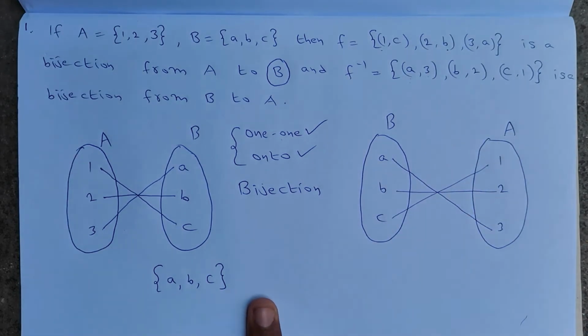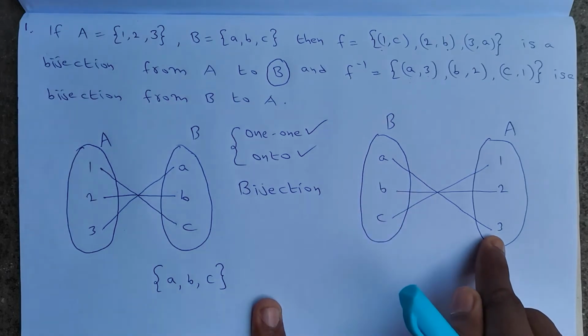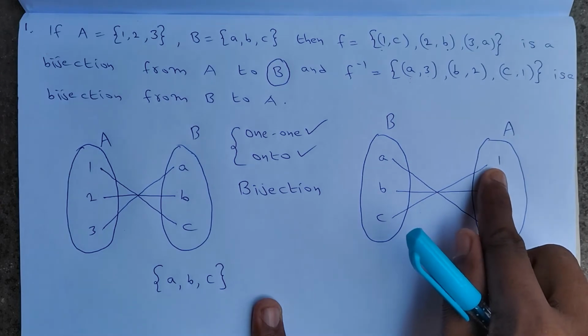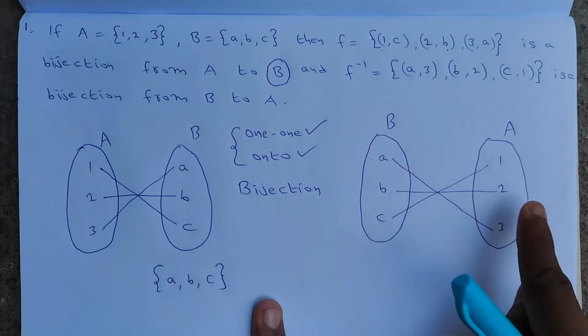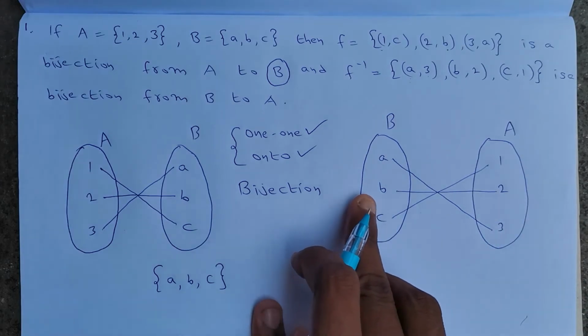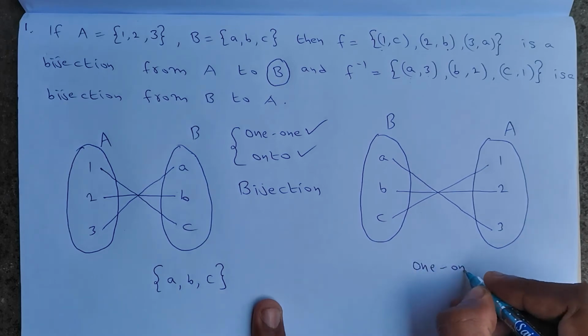So first, to check whether it is a bijection or not, we need to check the one-one function as well as the onto function. First, for checking one-one: A is connected to only one element, B is connected to only one element, C is connected to only one element. Every element of set B has connection with only one element of set A. Otherwise, every element of set B has only one image. So it is a one-one function.